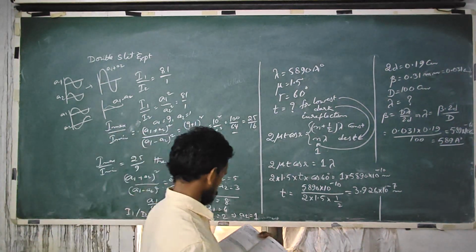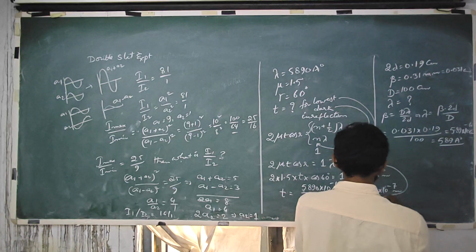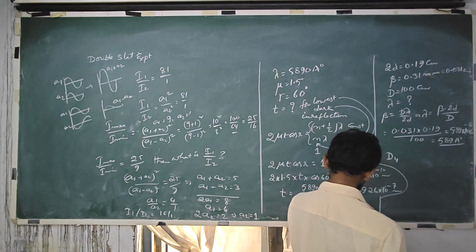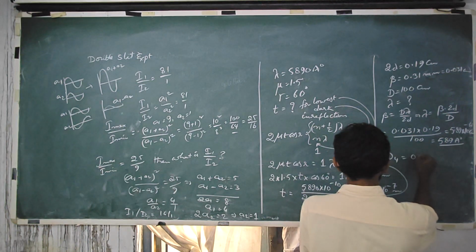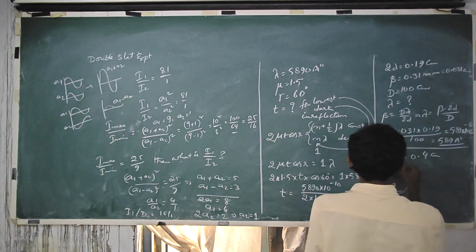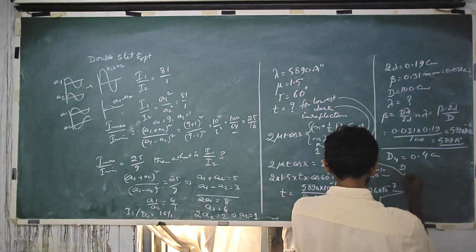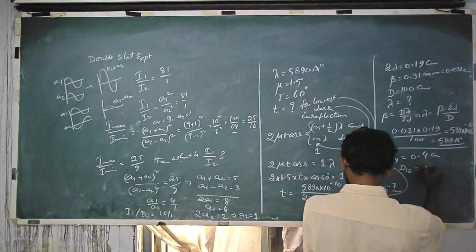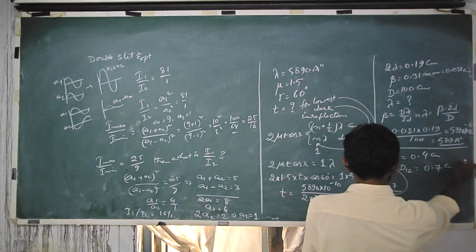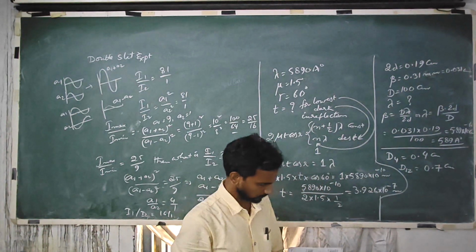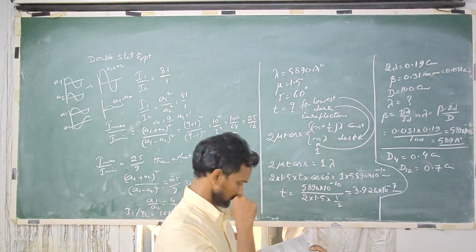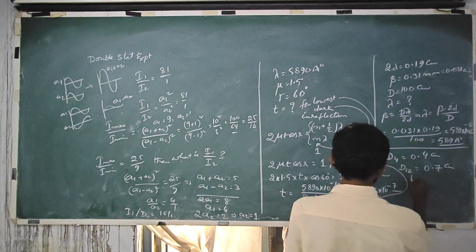Next one, in Newton rings experiment, the diameter of fourth ring is 0.4 centimeters. The diameter of 12th ring is 0.7 centimeters. Find the diameter of 20th ring.